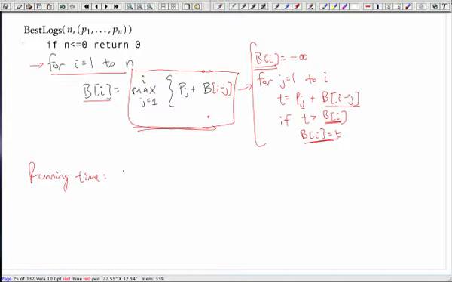Right? So the running time is going to be, the first time it's going to go through the loop once, then it's going to go through it twice. The last time it's going to go through the loop n minus 1 times. This summation should be familiar. It should be roughly theta n squared.